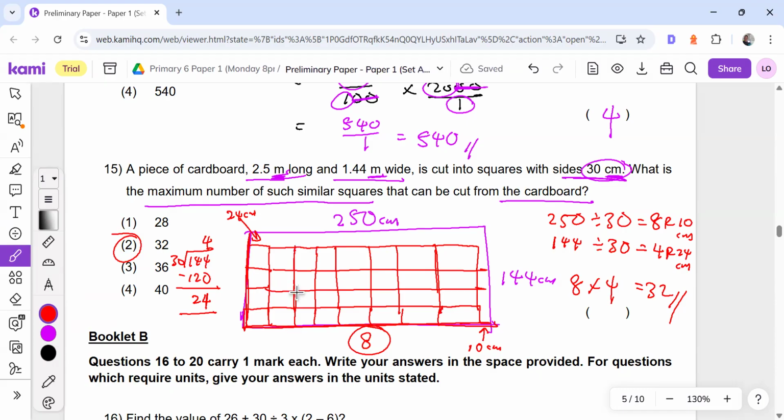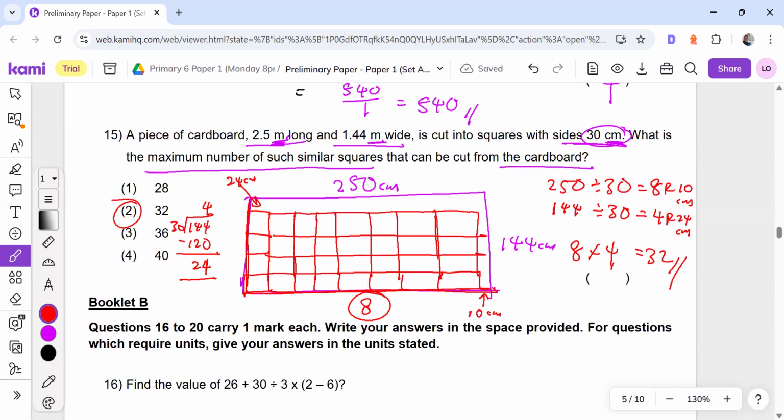Same for your volume. Remember the volume? How many cubes can you put inside the box? Similar also. Anyone get 32? Only one person, 2%. Then the rest. Now you understand how to do already? Okay, let's go to question 16.